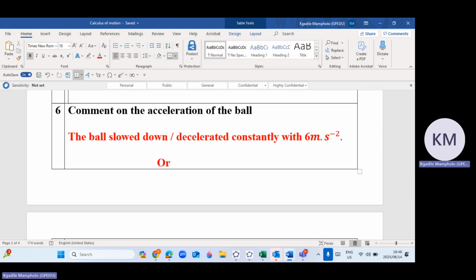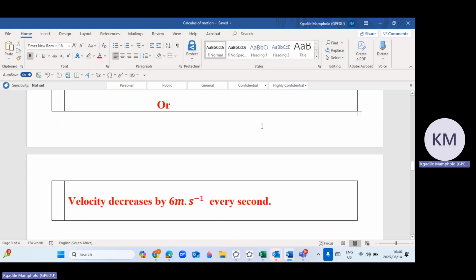Why do you say 6 meters per second squared? It is because now it's the change in velocity. Remember, velocity is in meters per second. So it means acceleration will be velocity, which is in meters per second per another per second. So it means now the ball was slowed down or decelerated constantly with 6 meters per second squared. Or you can say the velocity decreases by 6 meters per second every second.